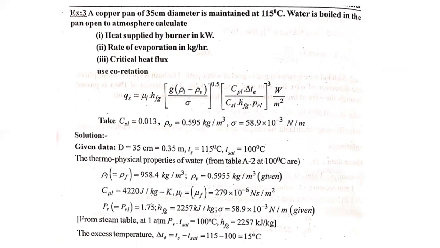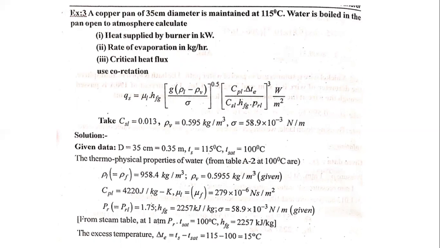Similarly, the third question came. A copper pan of 35 centimeter diameter is maintained at 115 degrees Celsius. Water is boiled in the pan at 1 atmosphere. Calculate, first, the heat transfer rate; second, the rate of evaporation; and third, the critical heat flux.